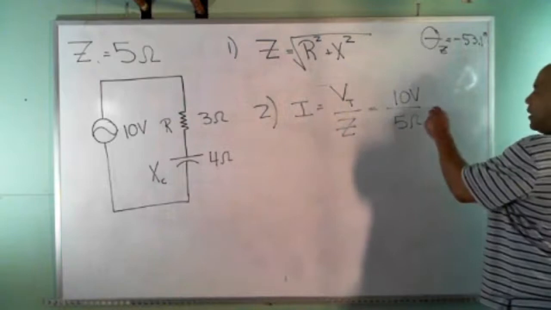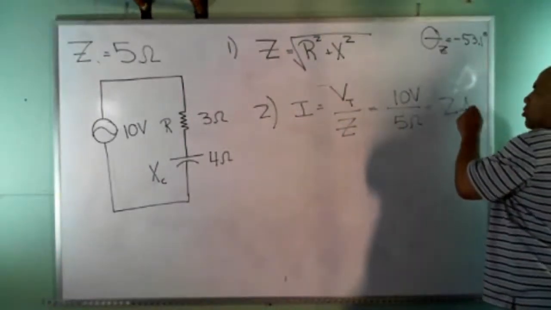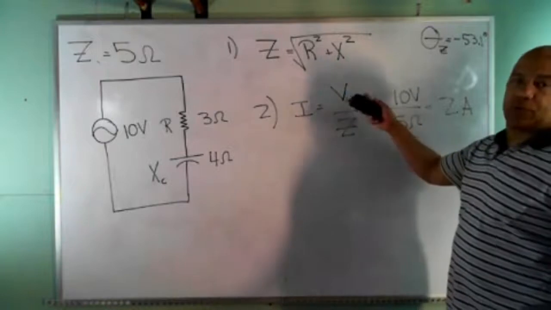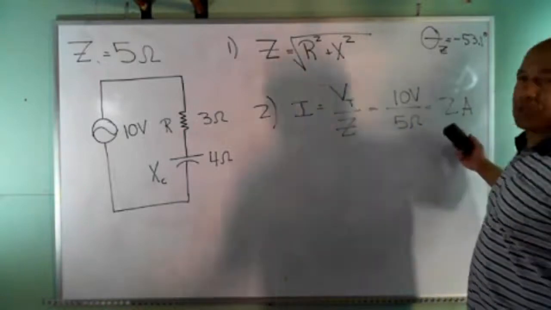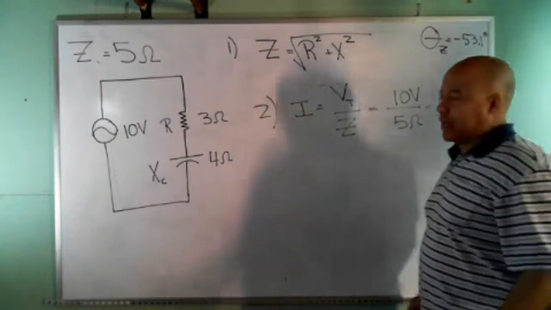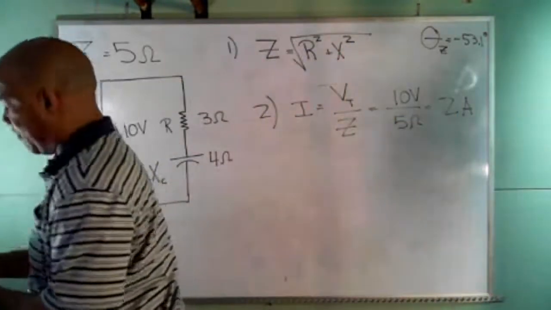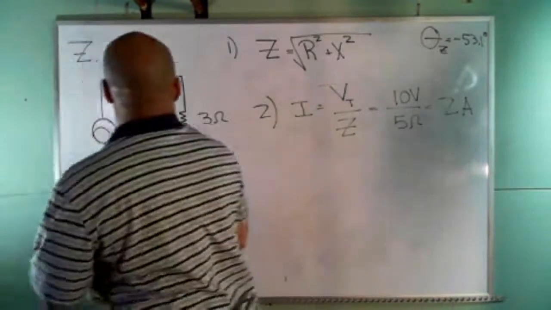But you can see right here, I'm going to get 2 amps. And since we assume this is in RMS, that 2 amps is in RMS. So we have current in the circuit of 2 amps. So let me put that on my actual diagram. 2 amps.